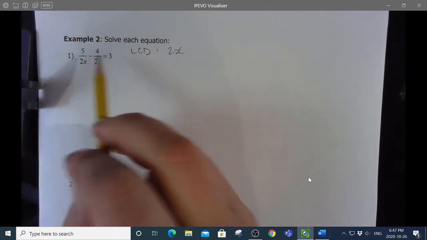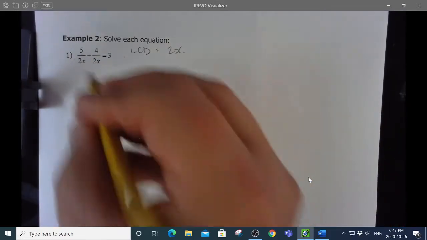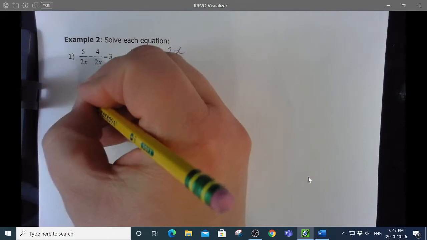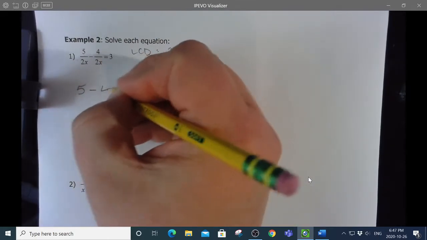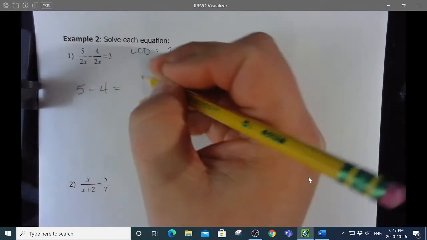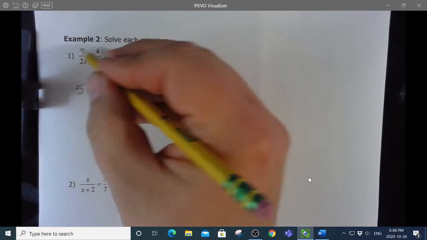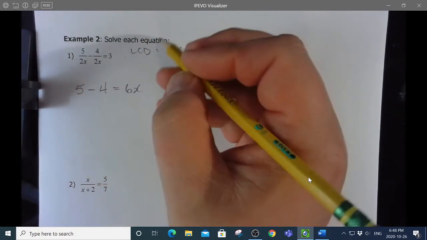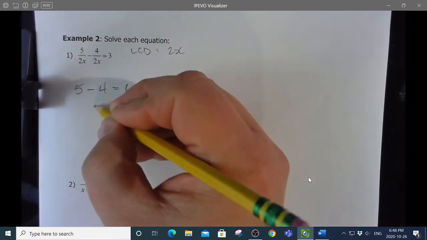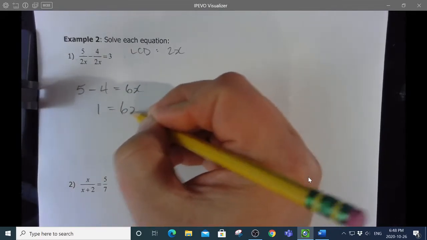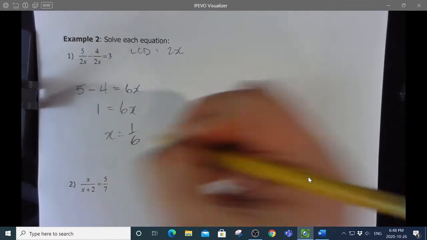So there's 3 separate terms here. They all need to be multiplied by 2x. So multiplying this by 2x is just going to make 5. Multiplying this by 2x is going to make 4. And multiplying this by 2x is going to make 6x. Make sure that it makes sense to you why that works. When you multiply these terms by 2x, it just cancels the 2x's on the denominator. So that's 1 is equal to 6x. So x is equal to 1/6.